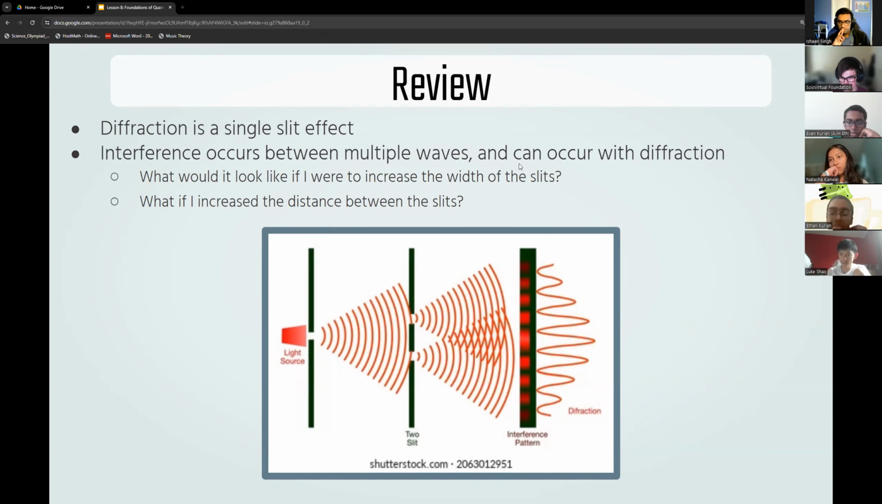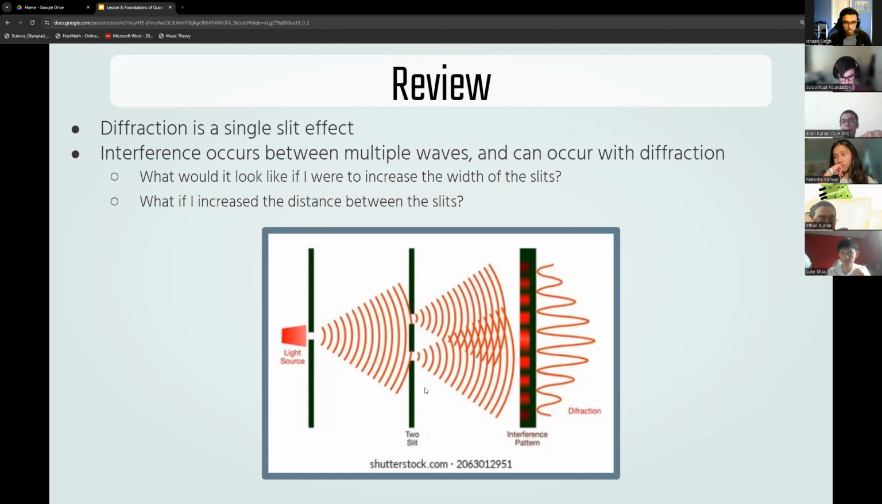If you increase the width of the slits, more light would pass through. And if you increase the distance between the slits, then the positions of the peaks would change.